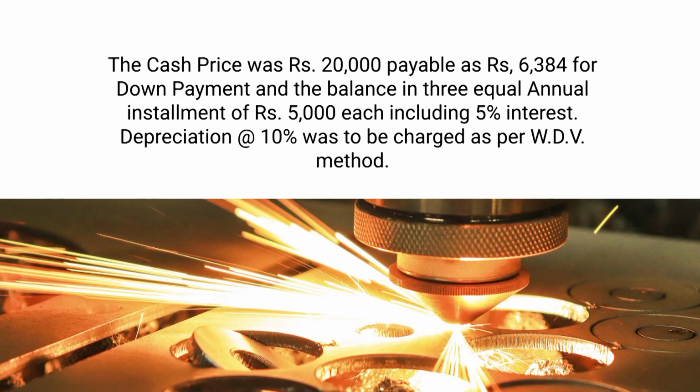Now we will see that out of this total amount of interest, that is 1,384, how much interest is included in the first installment, how much in the second installment, and how much in the third installment. And the rate of interest is 5% per annum. Depreciation at the rate of 10% was to be charged as per the written down value method. So rate of depreciation is 10%, rate of interest is 5%.